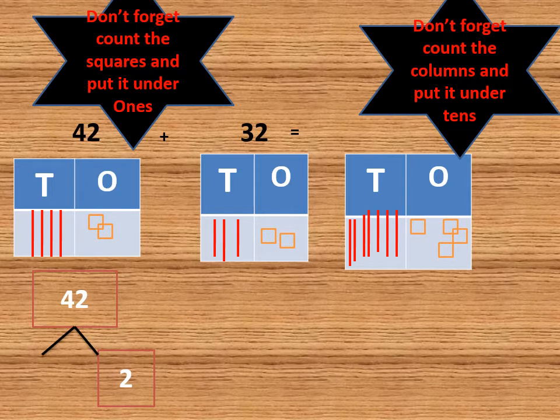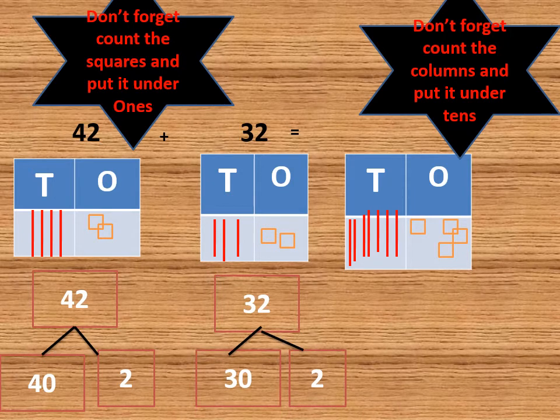42, we said, equals 2 in ones and 4 in tens. 2 ones equal 2 and 4 tens equal 40. And 32 equals 2 in ones, which is 2, and 3 in tens, which is 30.